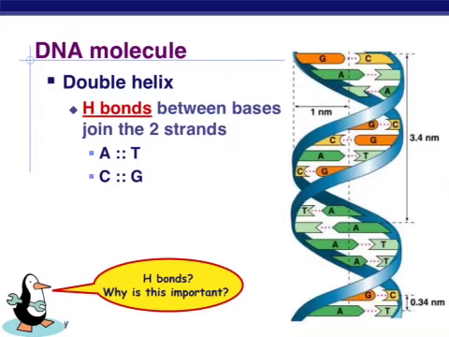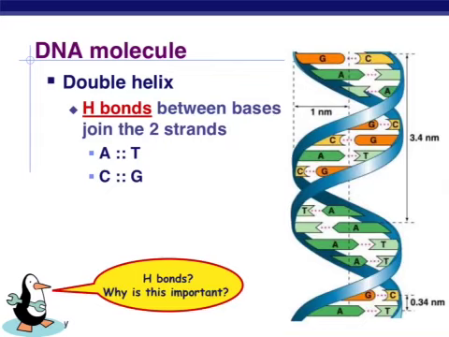Well, that same macromolecule has to be able to replicate. It has to be able to make copies of itself. And in some situations, it has to be able to be transcribed. You have to be able to pass on the message that that section of DNA is carrying so that we can eventually make a protein from it.